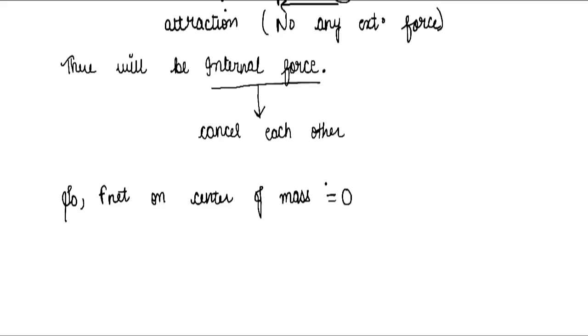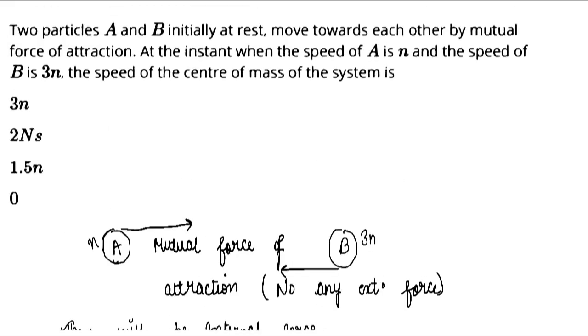Because no external force is acting on this, the acceleration will be 0. So the net force on the center of mass of the system is 0. So we can say from here that the speed of the center of mass of the system is 0, because there is a mutual force, which means there is no external force. We have only the internal force, which cancels out each other's effect. So guys, here we have the answer, that is 0. I hope now you understand this question. So thank you guys.